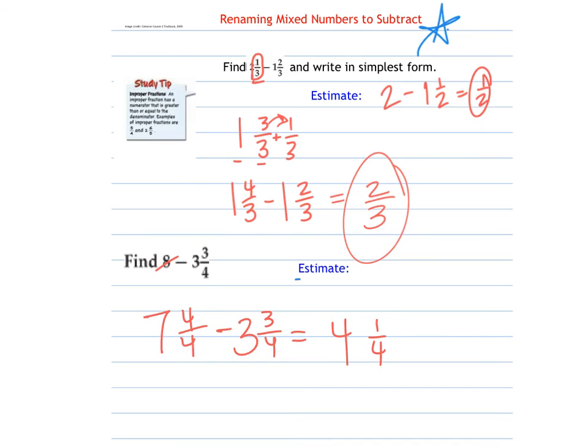So now let's do an estimate here and see if that is correct. Well, 8 minus 3 3/4 is pretty close to 4. 8 minus 4 is 4. My answer here is close to the estimate that I got, and it's in simplest form, so now I am done.